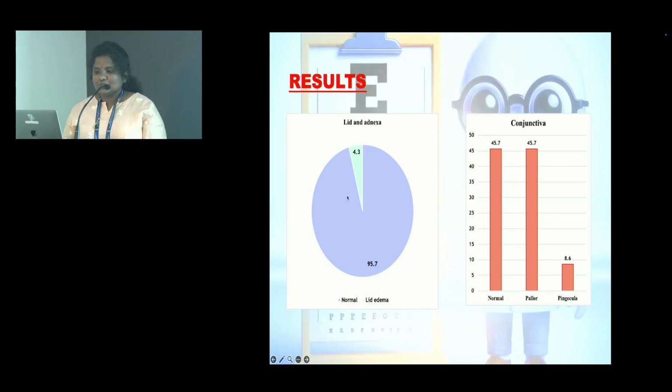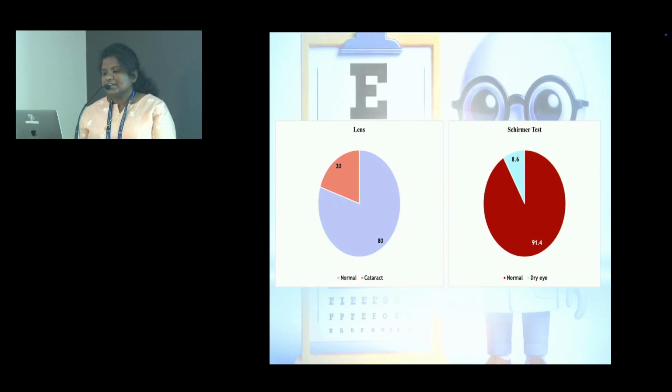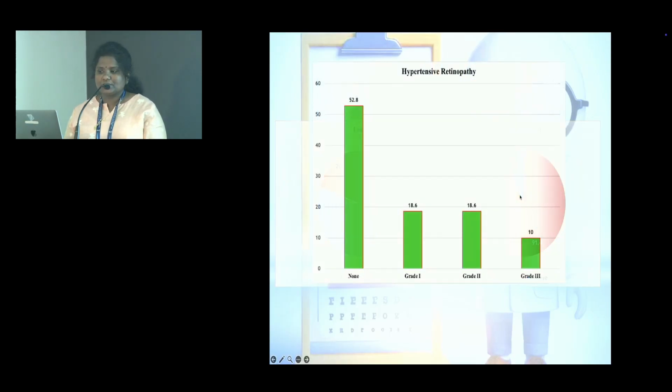As we can see, in lids and adnexa, 95% of patients were normal, with 4.3% showing lid edema. In conjunctiva, 45% were normal, 45% showed pallor, and the rest showed pinguecula. In lens, 80% were normal and 20% showed cataract changes. Schirmer test showed dry eye in 8% of patients. In retinopathy changes, 52% were normal, and the rest showed different stages of hypertensive retinopathy changes.